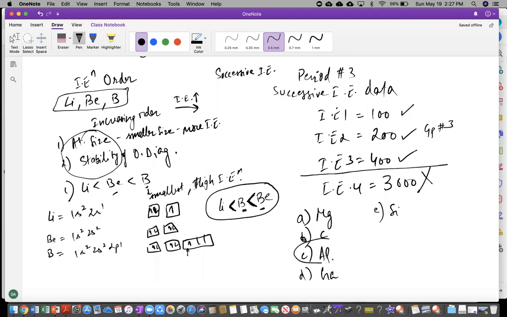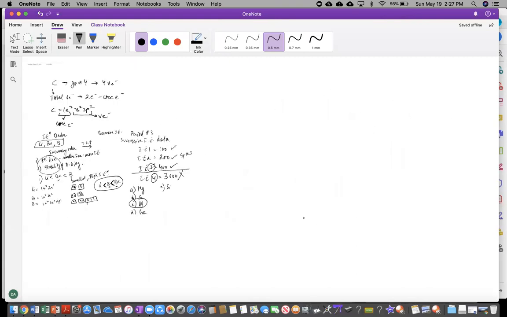So you look for the jump, and then the number you're going to pick is going to be the lower number. Don't pick 4, pick 3. So that should be your second type of question.